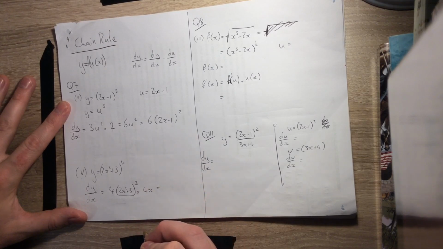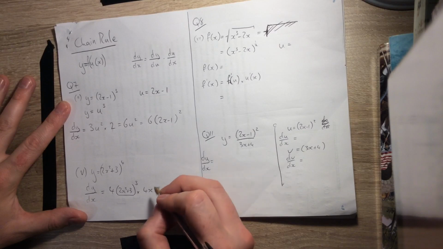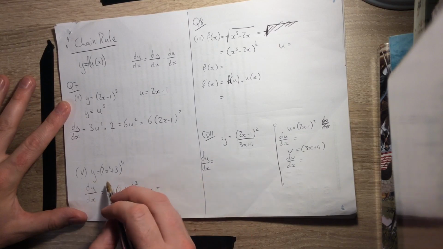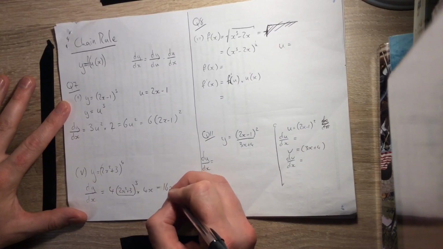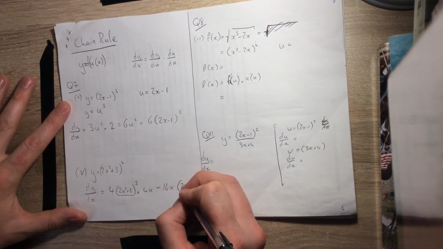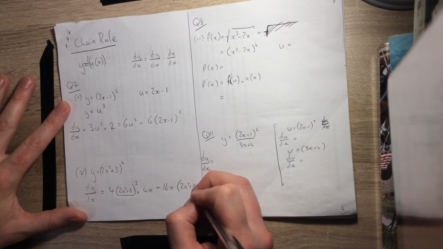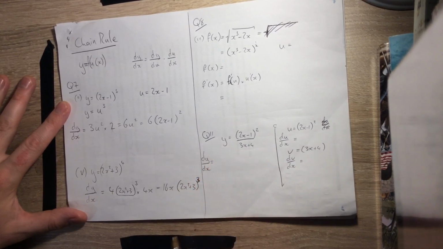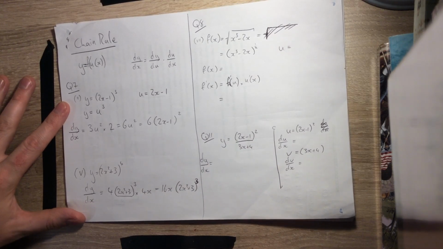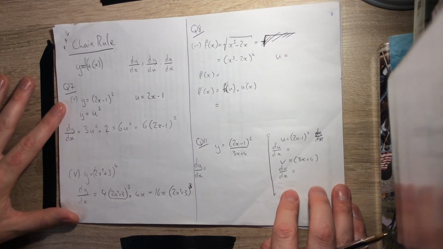Okay, and we are getting ourselves, geez, I can't remember what I just said the answer was, and I really hope I said the right thing. We're getting ourselves 16x times 2x squared plus 3 to the power of 3. Okay, so there's question 7.